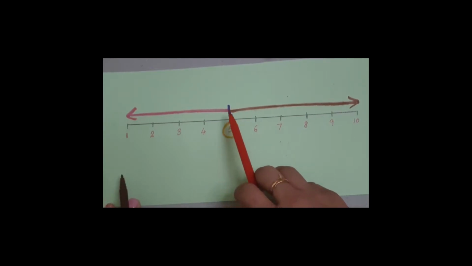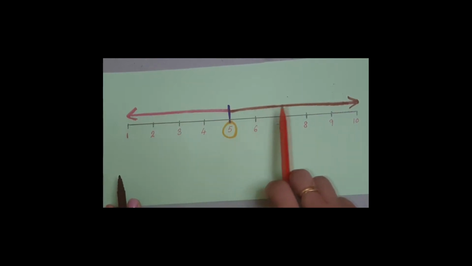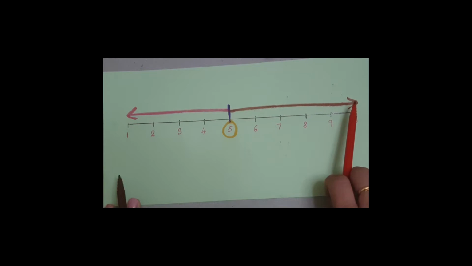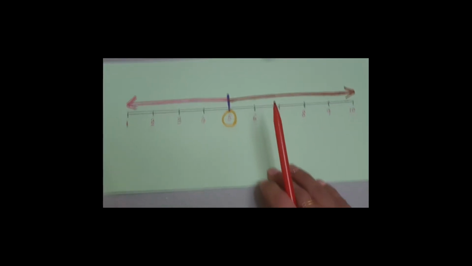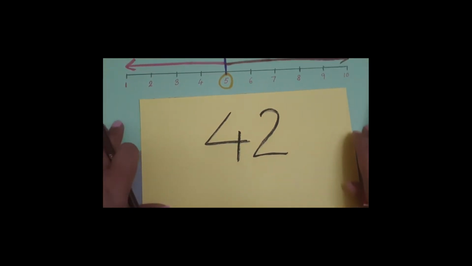So the smaller number tells you to stay. And the bigger number tells you to go up to the next 10. Now let's understand this with an example. For example, we have this number 42.